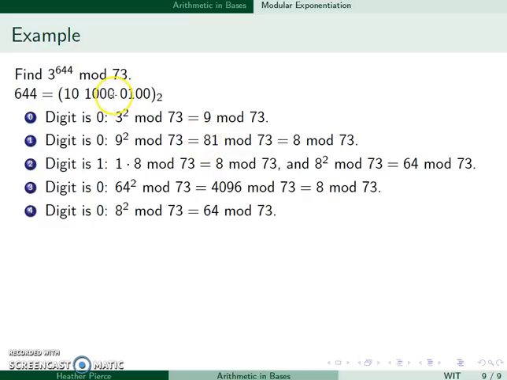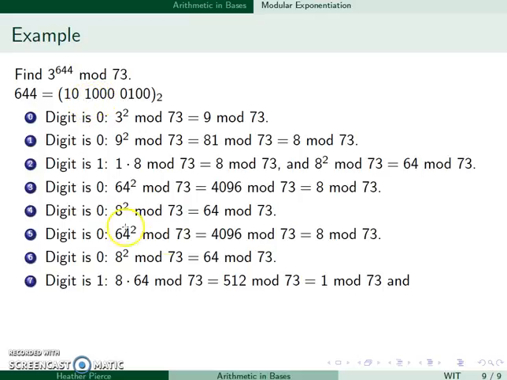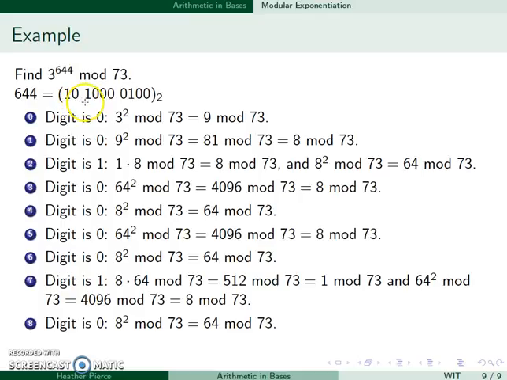I come to a 0 again, so I square 8 to get 64. Another 0 gives me 64 squared, which is 8. 8 squared, which is 64, and then I come to this 1. So when I come to a 1, I take what I got the last time I got a 1 times my previous step, so 8 times 64, which simplifies to 1 mod 73. And then I'm also going to square my last step. So let's do 64 squared to get 8.